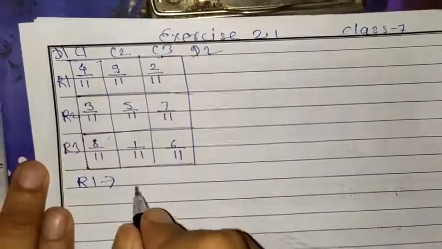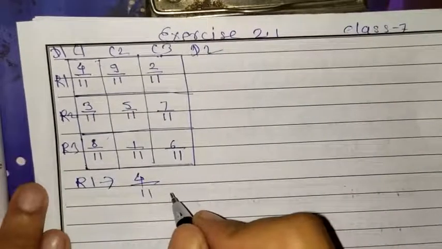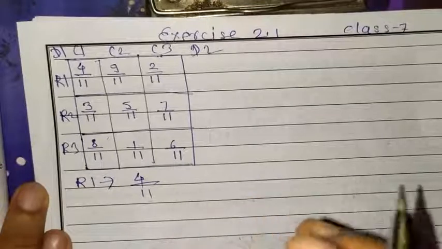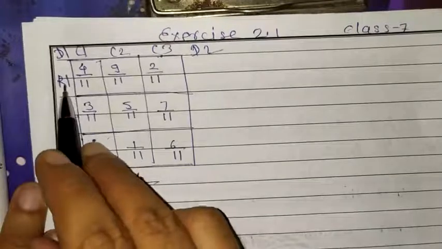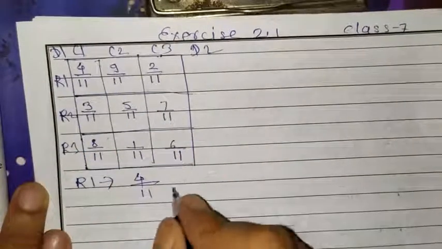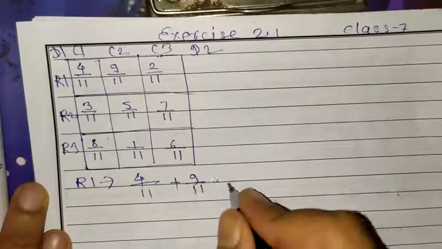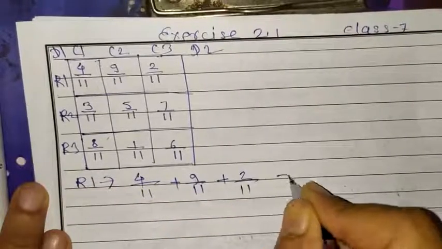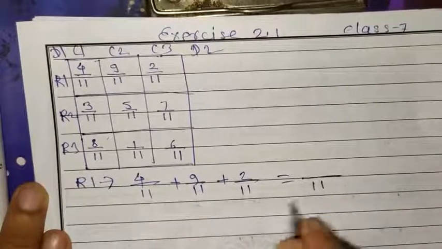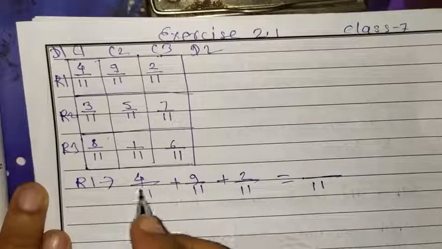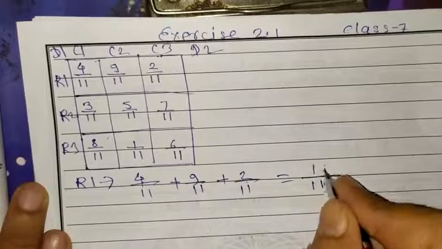Now we start with the rows first. 3 values are given, 4 upon 11, 9 upon 11 and 2 upon 11. You have to do their sum, because in the question we need to check the sum according to row, column and diagonal wise. So in the first row 3 values are there, so you write them as it is. The denominators are the same, so the calculation is very easy. Write 11 as it is and do the addition: 9 plus 4 is 13, 13 plus 2 is 15.